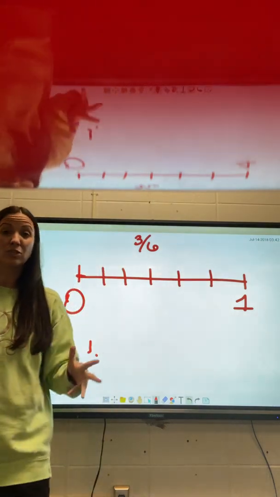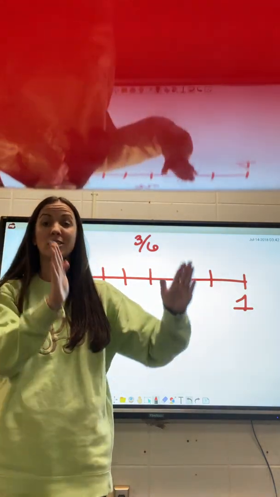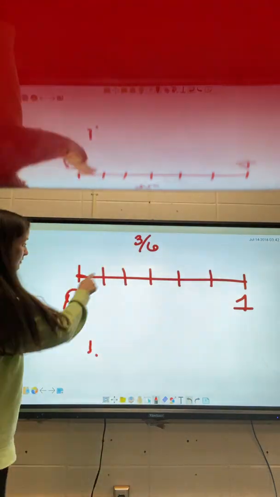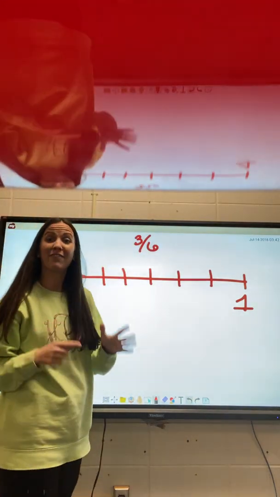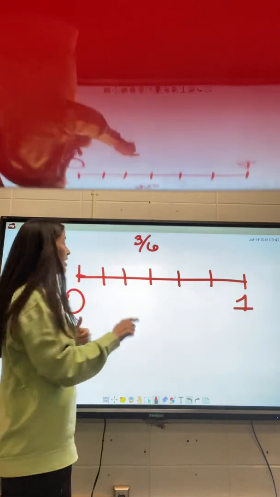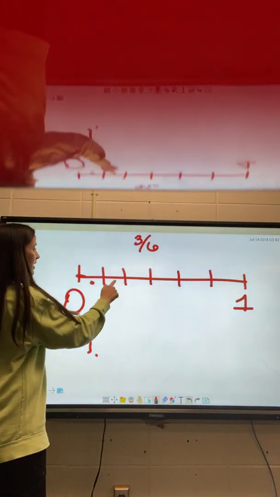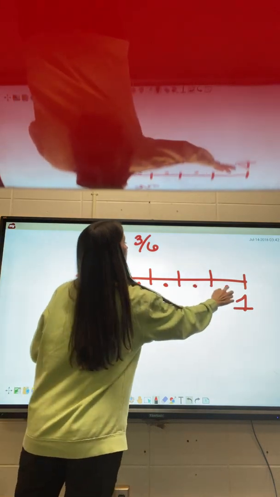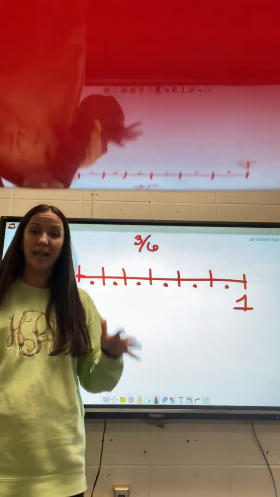And remember, like yesterday's lesson, we talked about each section needs to be equal parts or as close as possible, okay? I'm going to check and make sure that I've got 6 equal parts. And I'm going to put my dots. 1, 2, 3, 4, 5, 6. So yes, I have 6 equal parts.